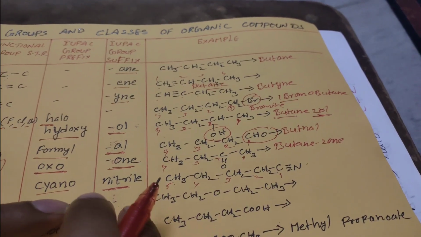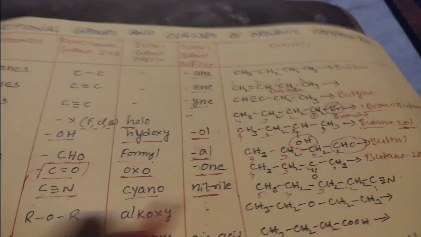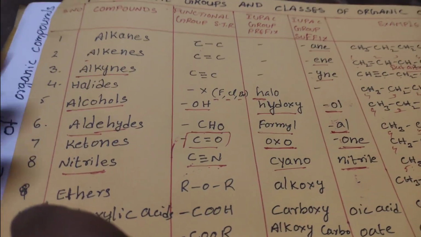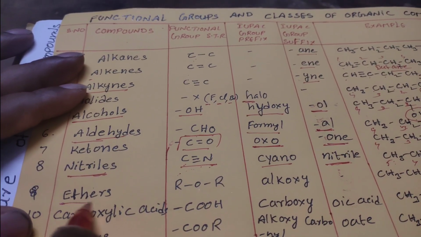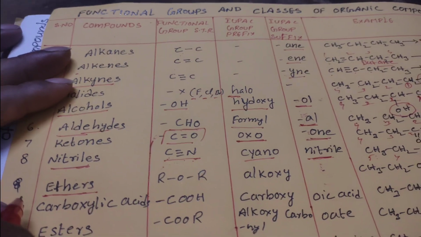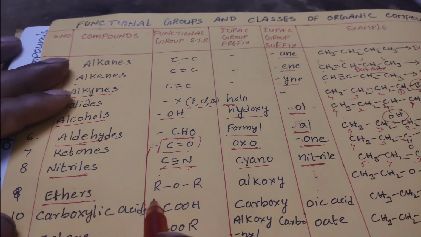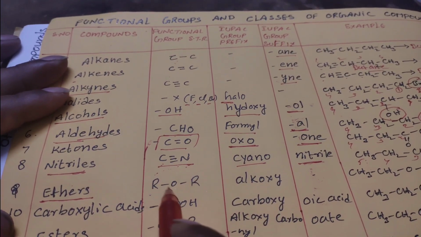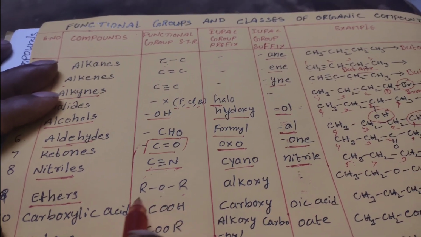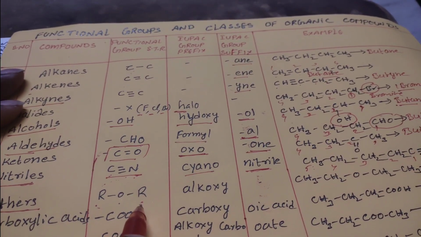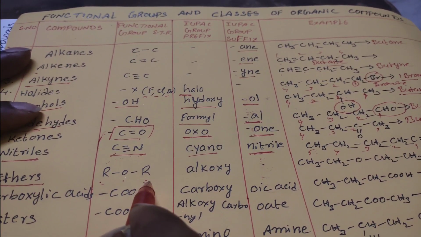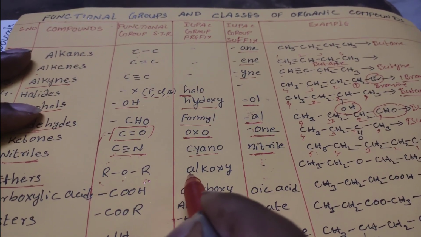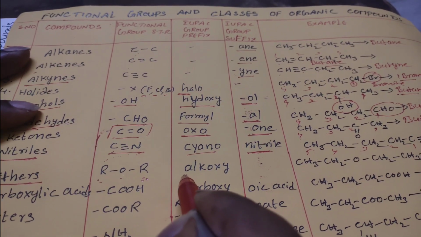Next one is the ethers. In the given compound, they may have ROR as a functional group, and when this functional group is present as a substituent or prefix, we call it alkoxy.